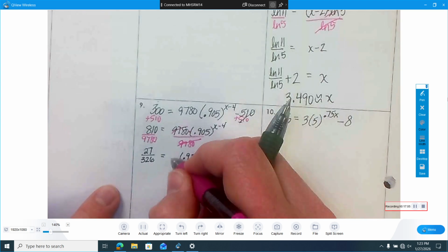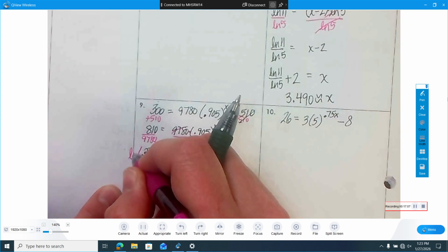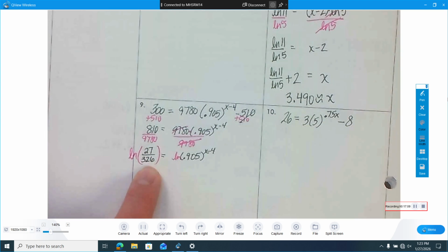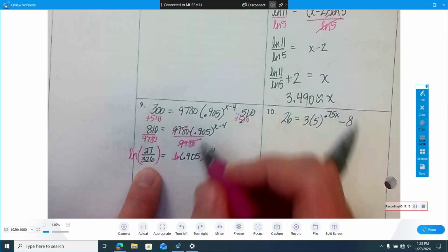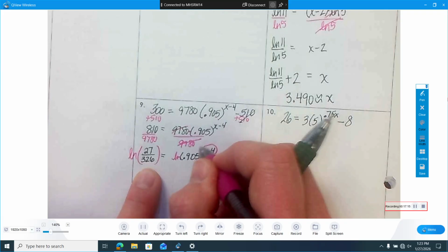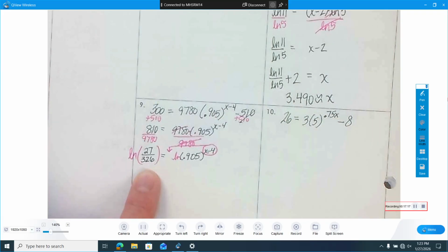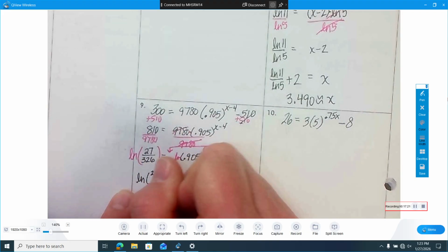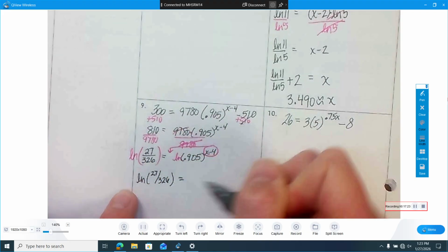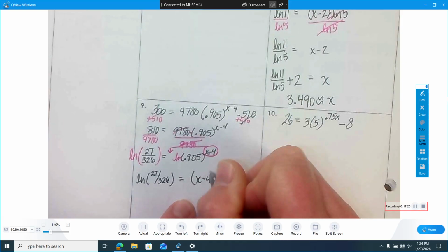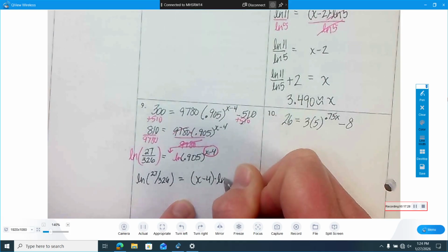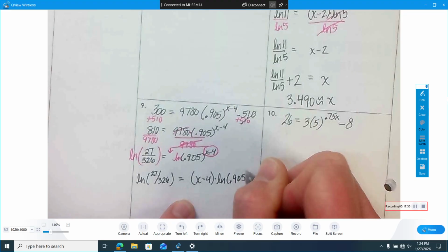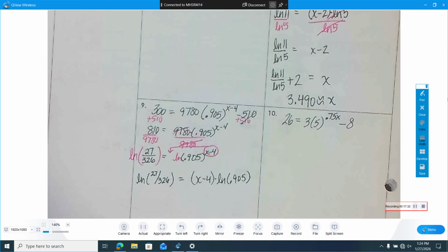Natural log, so we can bring down our powers here. So this is the natural log of the entire fraction. So again, with parentheses, watch your notation so you're not confusing anybody. And this whole power is going to drop down in front. So I have the natural log of 27 over 326 equals x minus 4 times the natural log of 0.905. All right, what do you want to do now?